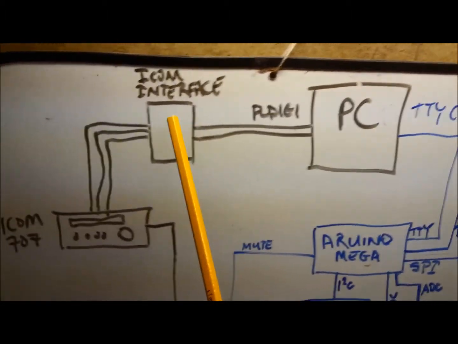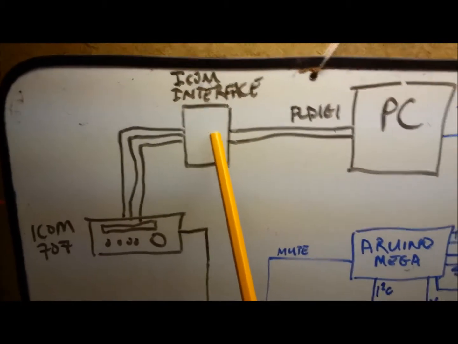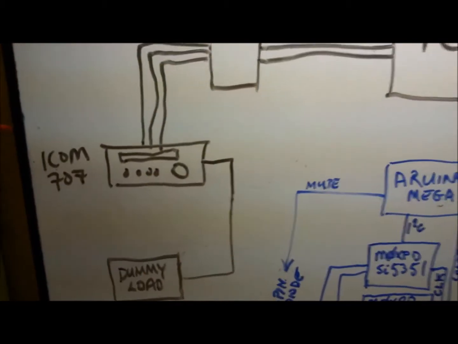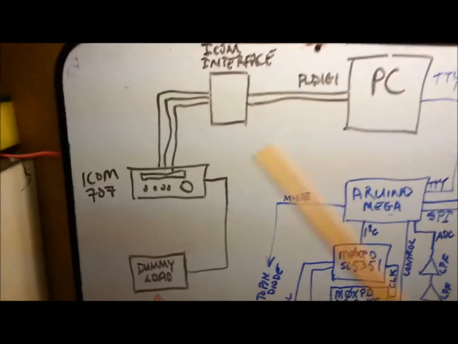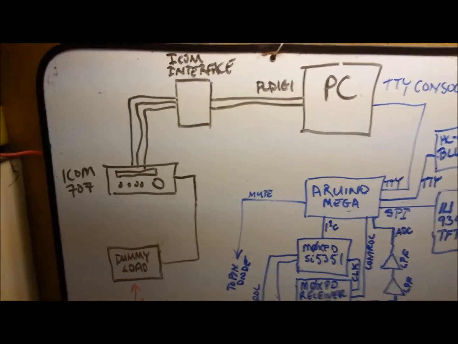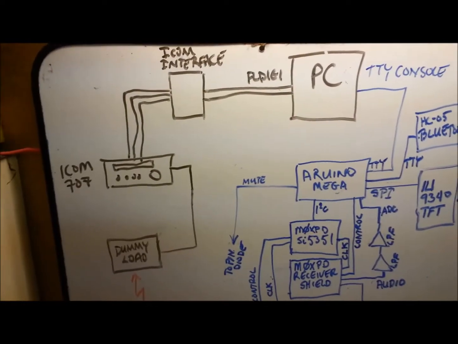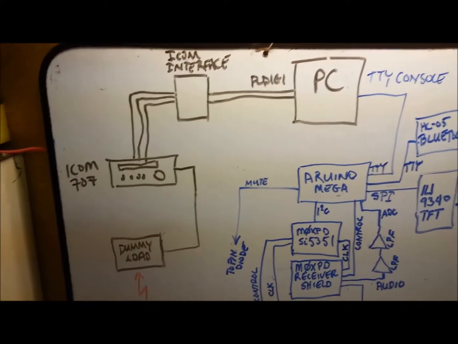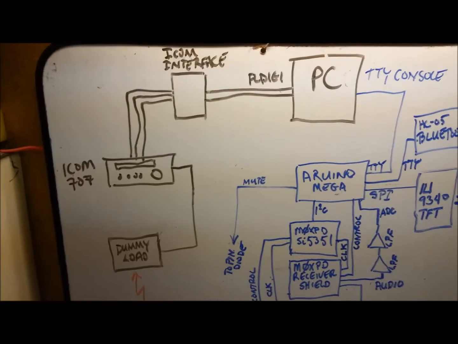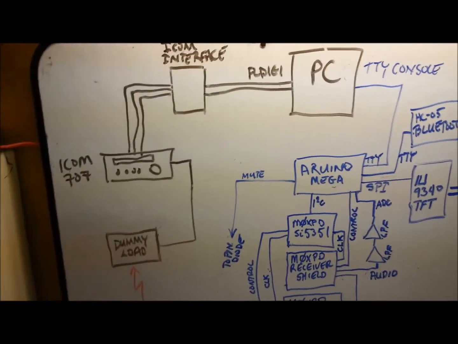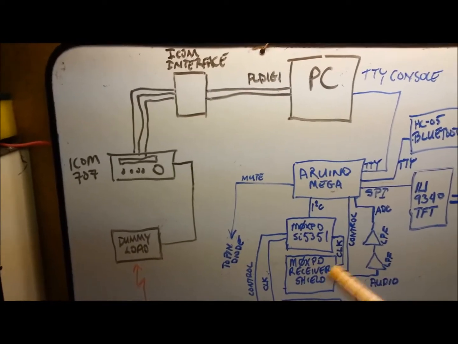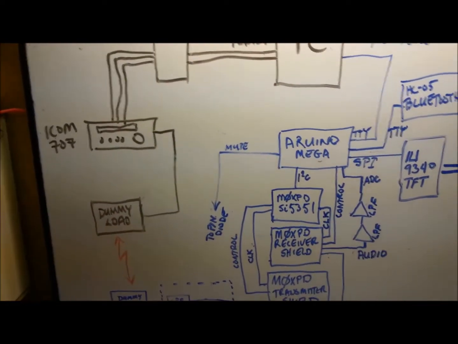So the PC is connected via a homebrew ICOM interface I've made to my ICOM 707, which is then connected to a dummy load. So this test system here I've been using to generate PSK and RTTY, which the Arduino and the various shields receives and decodes, as well as receives RTTY and PSK that's generated from the shields.